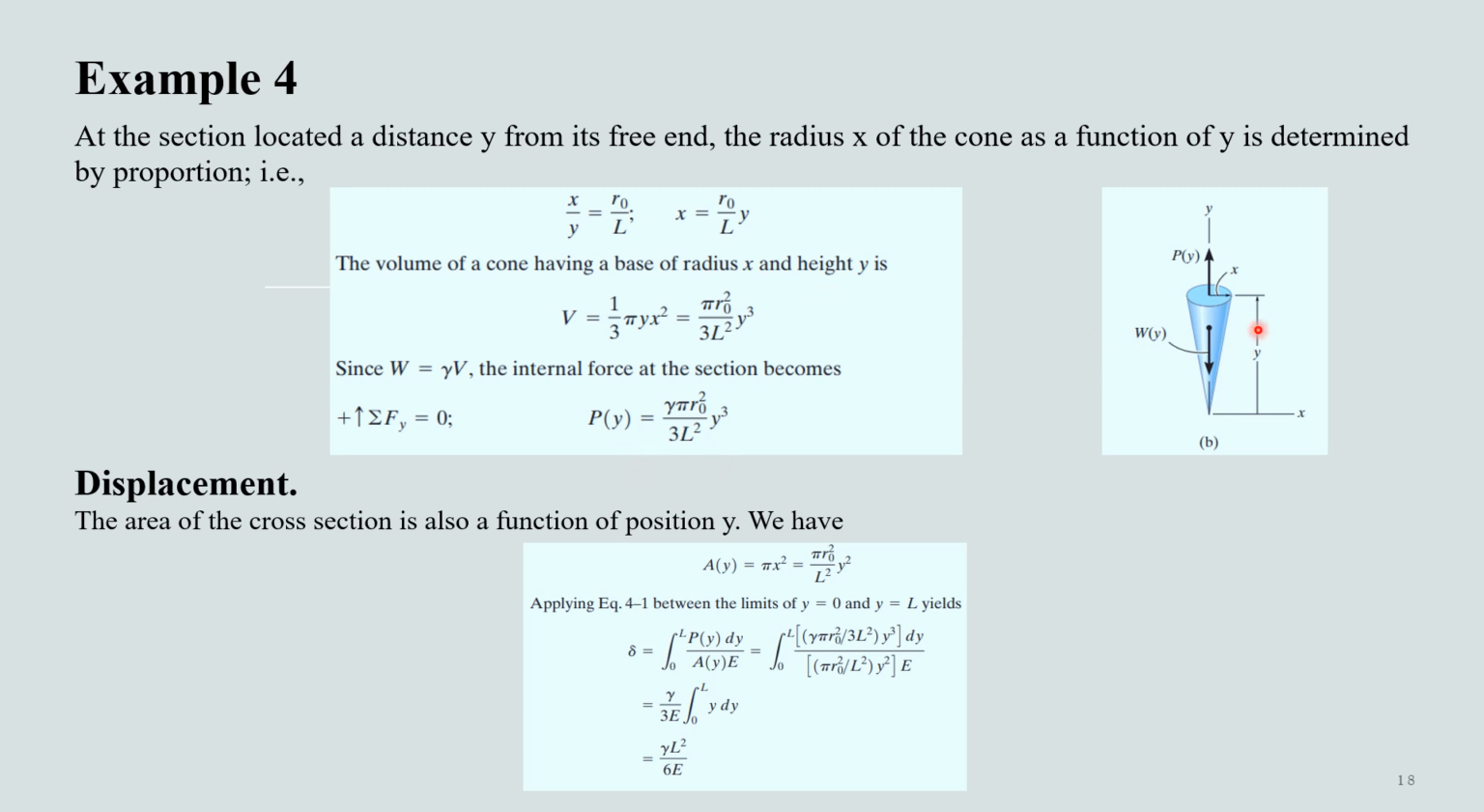Now we know the force at the section and we can determine the displacement by using the integral form of the equation of displacement for axial loading. But first we need to determine the area. Area will also be determined as a function of the position y. Now putting all these values in this integral equation, we obtain gamma times L squared divided by 6E, which is the equation for determining displacement at any point along this cone due to the weight of the cone.